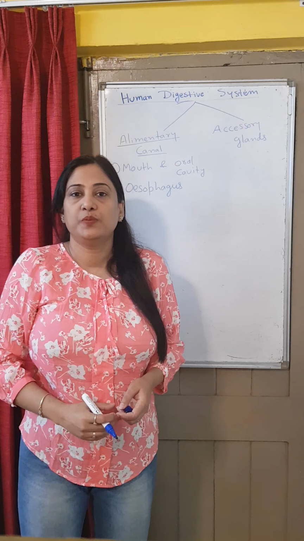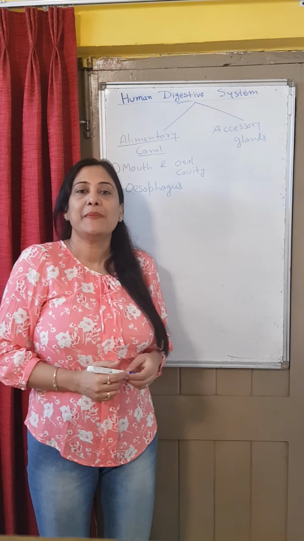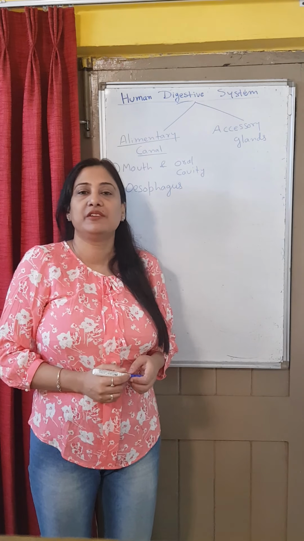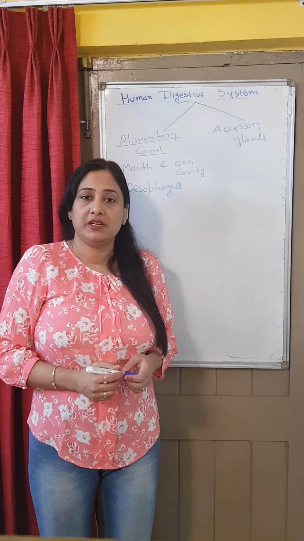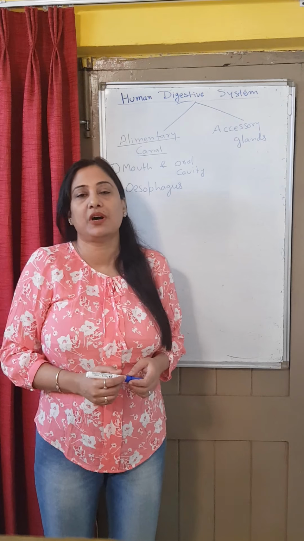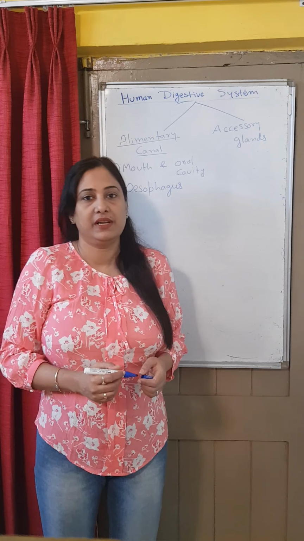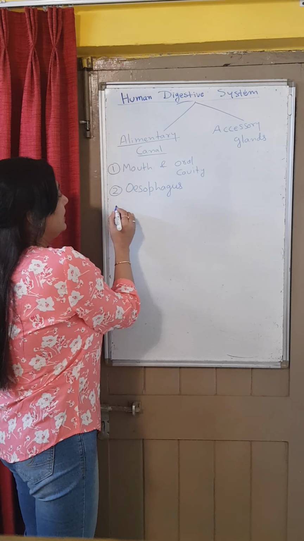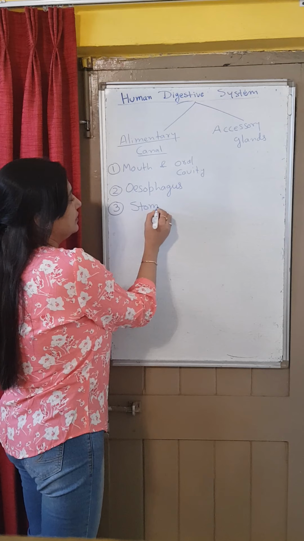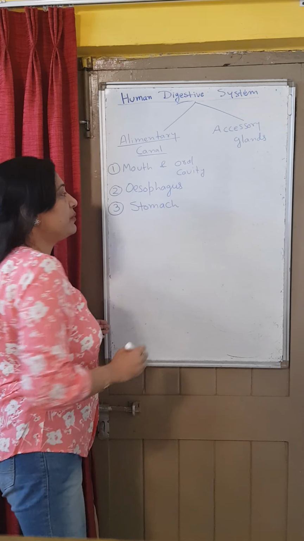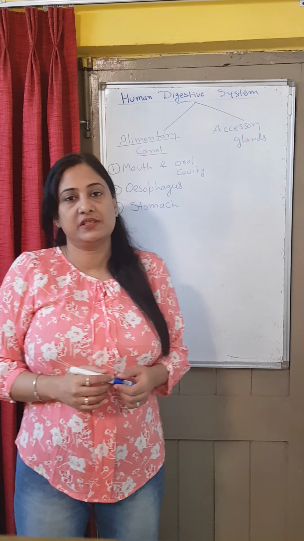Esophagus is a long tube through which the food goes down by peristaltic movement. Peristaltic movement is the rhythmic contraction and relaxation of the muscles of the esophagus which pushes the food downward. This movement is present throughout the alimentary canal. Esophagus leads to a J-shaped stomach. Stomach is a sac-like structure that stores the food as well as digests the food.